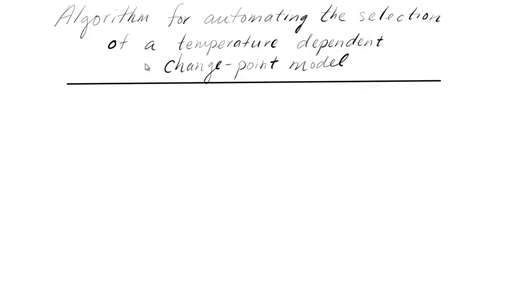In the last two videos, we've been going over this paper, Algorithm for Automating the Selection of a Temperature Dependent Change Point Model. In the first video, we introduced a bit about the scope and the purpose of this paper. And in the second video, we started going through the three tests that really make this algorithm go.